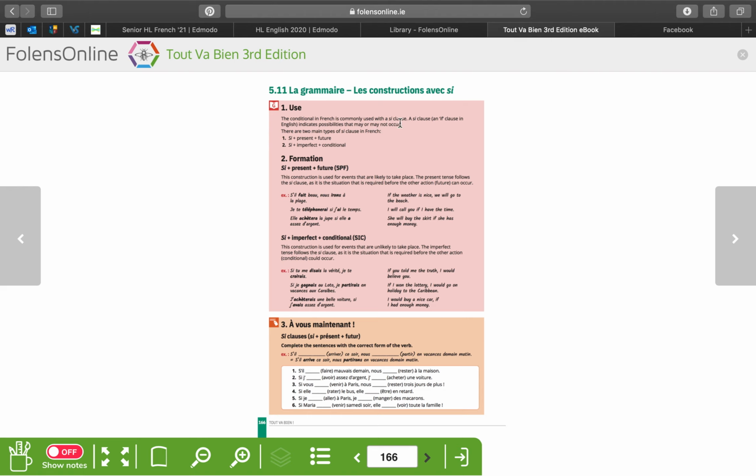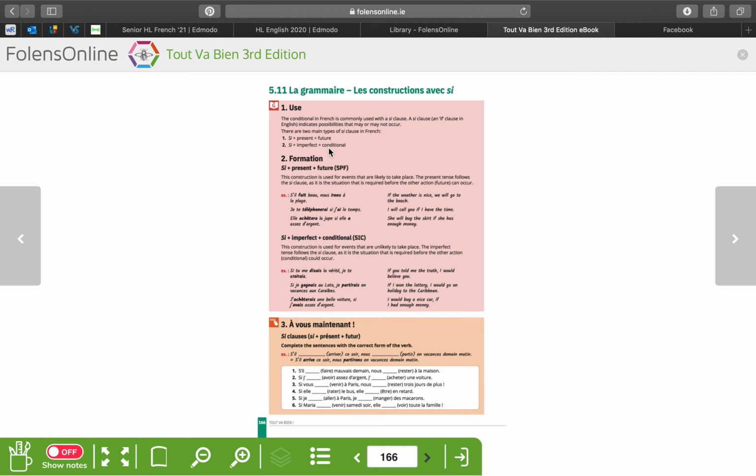Now, there are actually 2 types of si clauses in French. And this is actually really nice and really easy because there are generally 2 types in English as well. And they work the exact same way. So you can literally translate straight from English into French. So it actually makes it really, really easy. So the 2 main types, there are others, but for our Leaving Cert, all we need are the 2 main types, which are si plus the present plus the future, and si plus the imperfect plus the conditional.